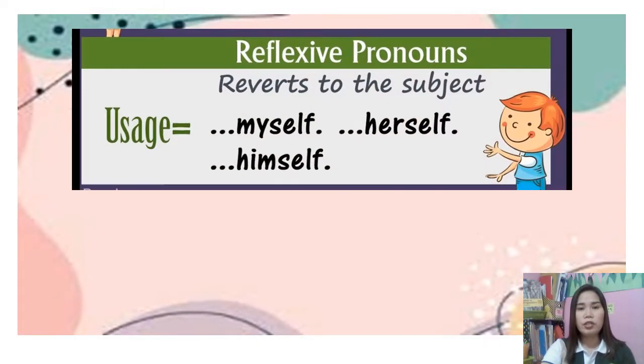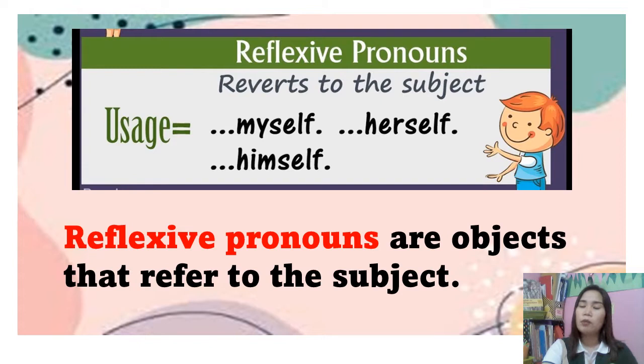Let's discuss first the reflexive pronoun. When you say reflexive, it sounds like reflection, all right? And a reflection is the image in the mirror that bounces back at you. Same with a reflexive pronoun, it reflects back to the subject. It can be used as the direct object, indirect object, or object of prepositions. So reflexive pronouns are objects that refer to the subject.